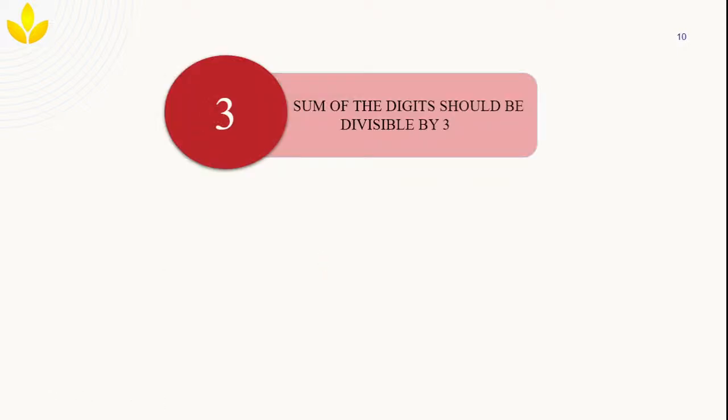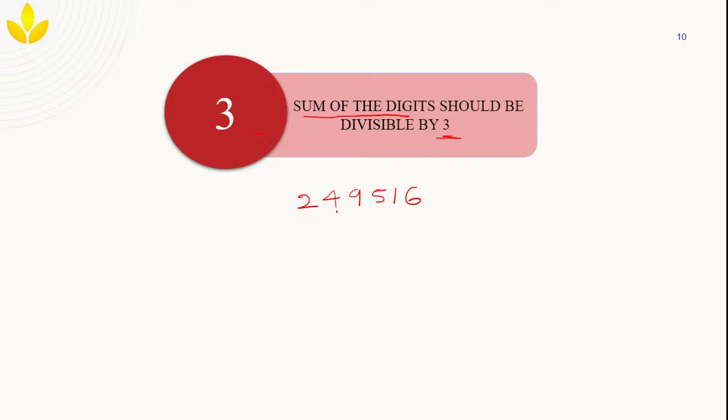The next divisibility rule is for 3. Now what is the divisibility rule for 3? Here, I have written that the sum of the digits should be divisible by 3. You can take any number you want, for example, 2, 4, 9, 5, 1, 6 is a number. Now you have to check whether this number is divisible by 3 or not. How are you going to check? You have to take the sum of all these digits and then divide it by 3. First take the sum of all these digits.